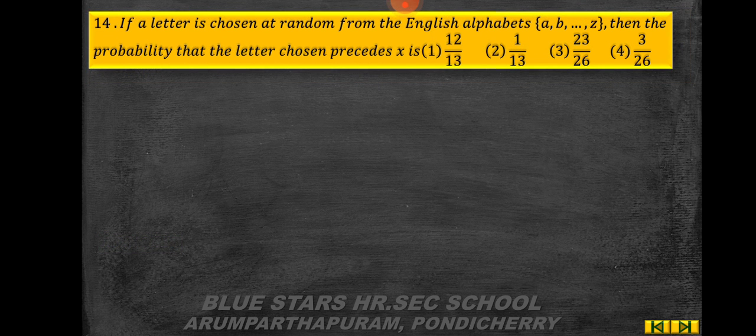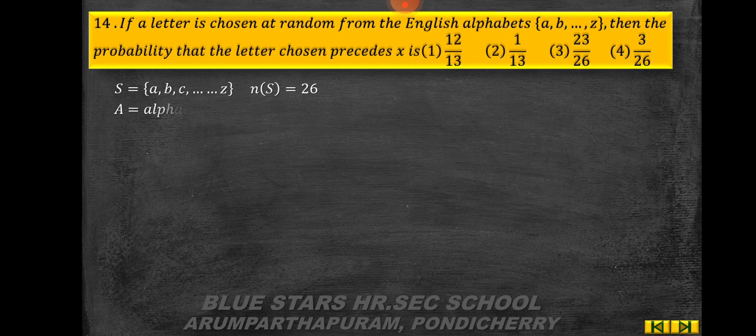Question number 14. If a letter is chosen at random from the English alphabets A, B, C, etc. up to Z, then the probability that the letter chosen precedes X is option 1, 12 by 13, option 2, 1 by 13, option 3, 23 by 26, option 4, 3 by 26. So S is equal to A, B, C, etc. up to Z. We know the number of alphabets in English is 26. So n of S is equal to 26.